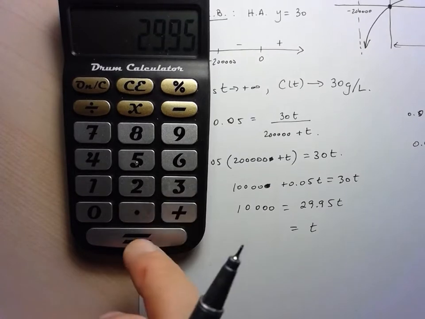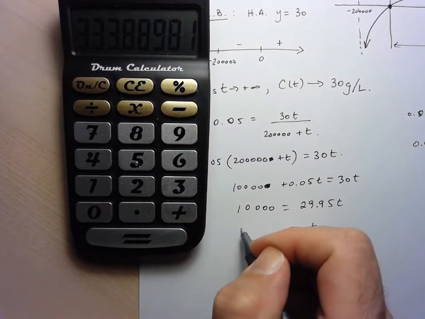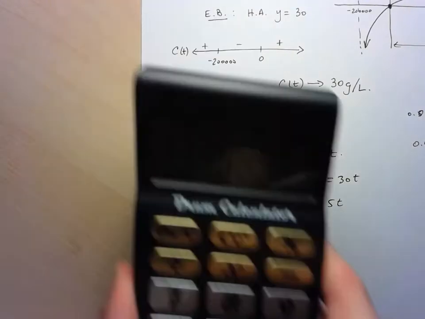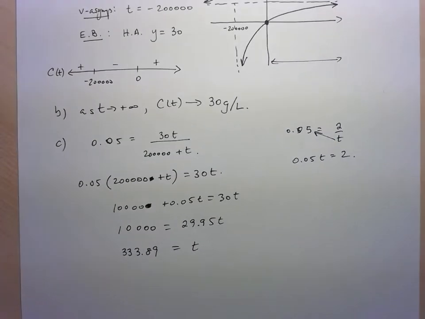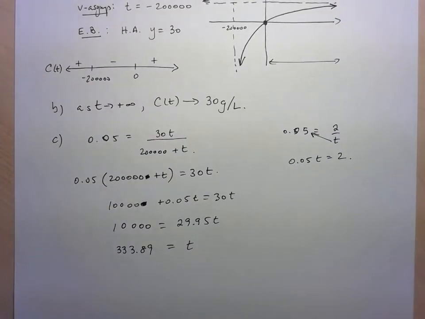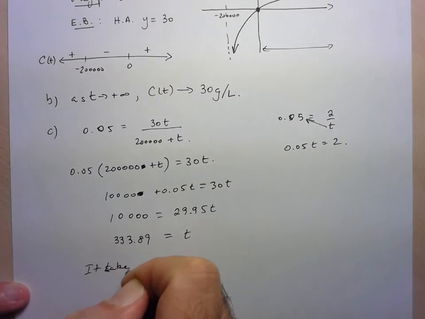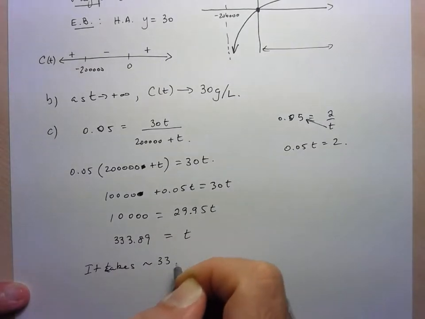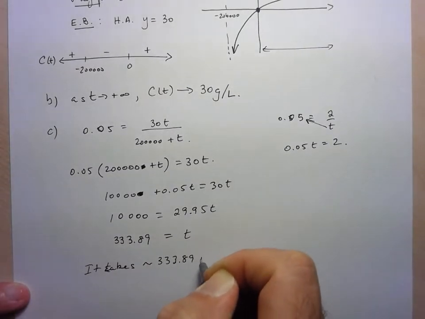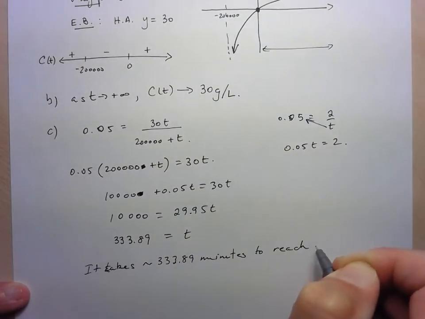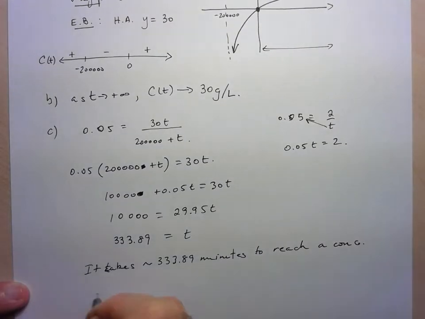29.95. Told you this is a cool calculator. And what do we have? We have 333.89. Okay, so now let's actually answer the question. If you take a look at the units here, time is given in minutes. So that means it takes approximately 333.89 minutes to reach a concentration of 0.05 grams per liter.